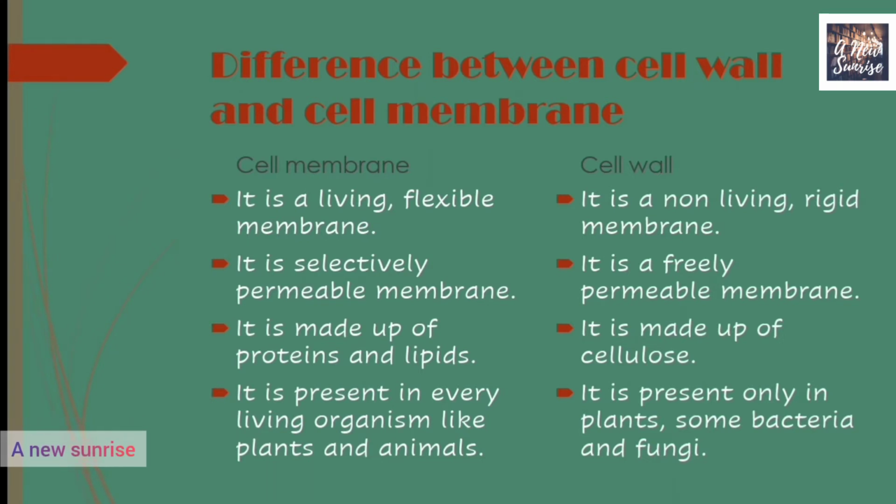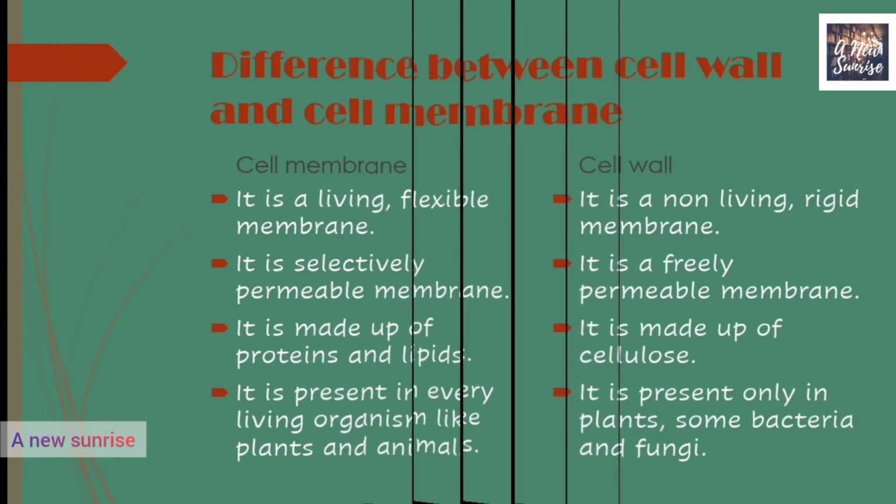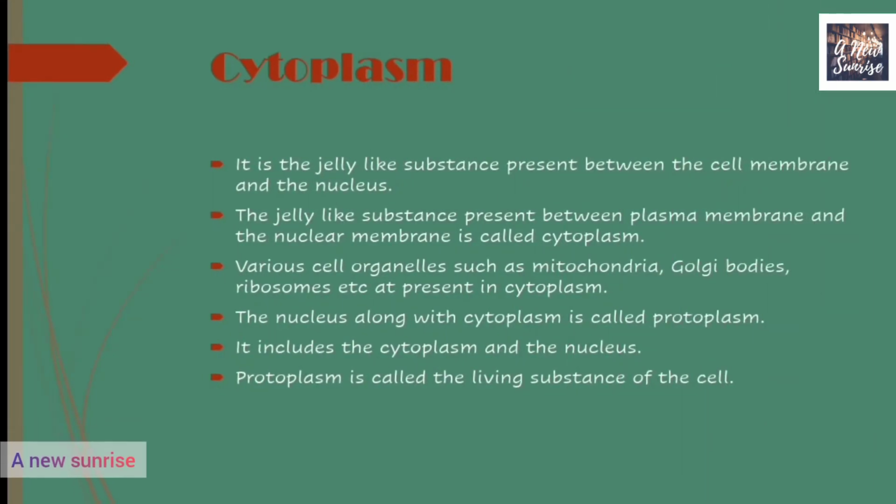A cell membrane is present in every living organism like plants and animals, but a cell wall is present only in plants, some bacteria and some fungi. So this is the difference between cell wall and cell membrane. Hope you have understood it. Now let us go towards our next topic, that is the cytoplasm. It is the jelly-like substance present between the cell membrane and the nucleus. The jelly-like substance present between the cell membrane and the nucleus is called cytoplasm.